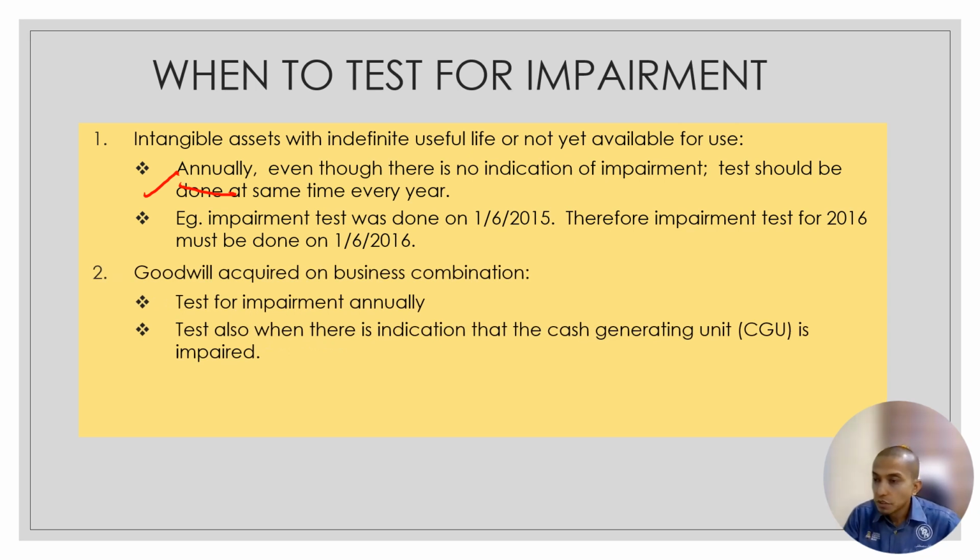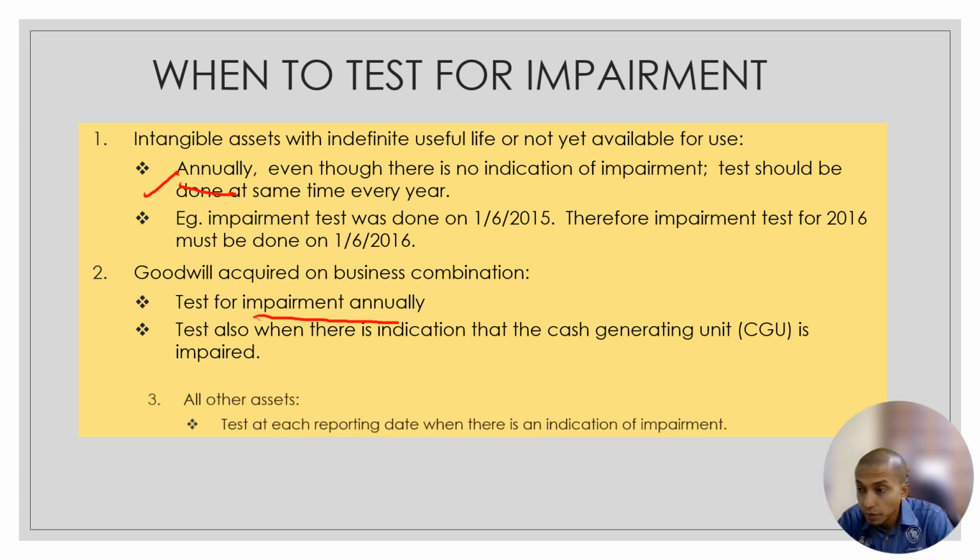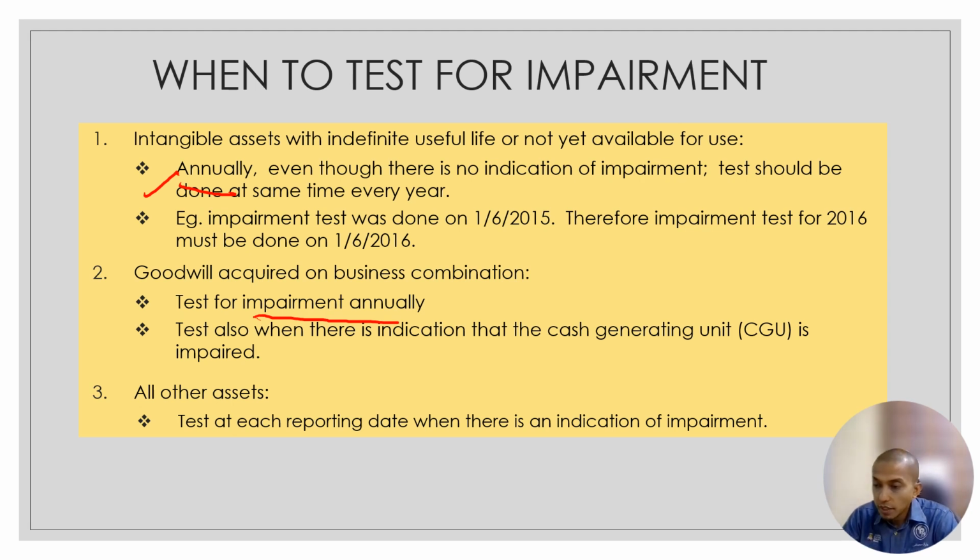Goodwill acquired in a business combination is tested for impairment annually. Test also when there is an indication that the cash generating unit is impaired. It is important to look at the cash generating unit because they generate their own cash flows. So it is important for you to monitor all the assets. For the other assets, test at each reporting date, which is at the end of the accounting period, and when there is an indication of impairment.